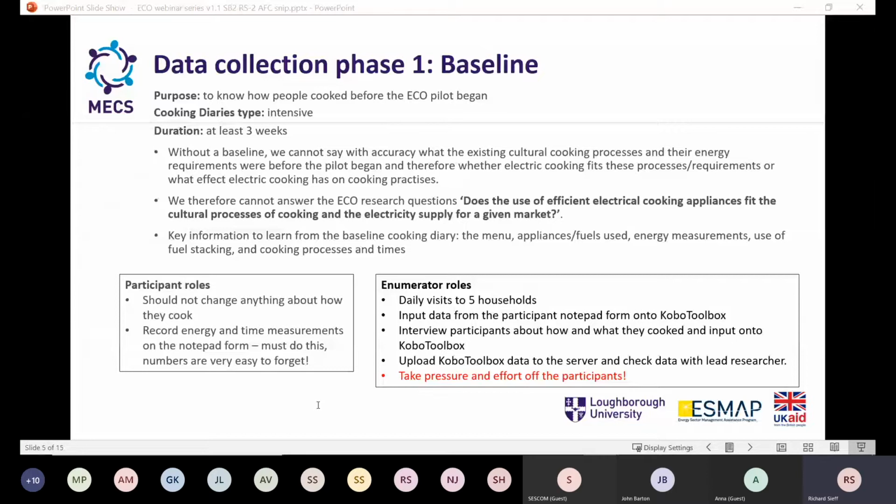Of course, the cooks could write all of this down, but when they are busy cooking, that can be annoying and a distraction. So this way, they just remember until the enumerator visits, and then they tell the enumerator those details. However, cooks really must be trained to write down time and energy measurements. It's much less likely they would remember detailed energy measurements with any kind of accuracy.